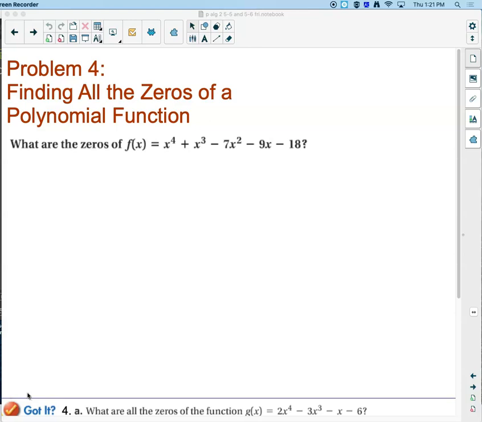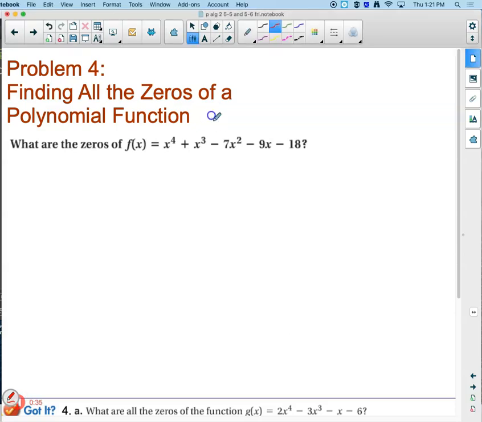So problem 4, finding all the zeros of the polynomial function. And as you look at what are the zeros of f of x equals x to the fourth plus x to the third minus 7x squared minus 9x minus 18, you realize there should be 4. And it is in standard form. So that's nice. And then we list our possibles. And we use that 18 from the back for the numerator.